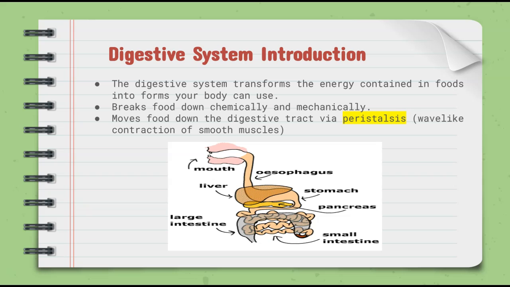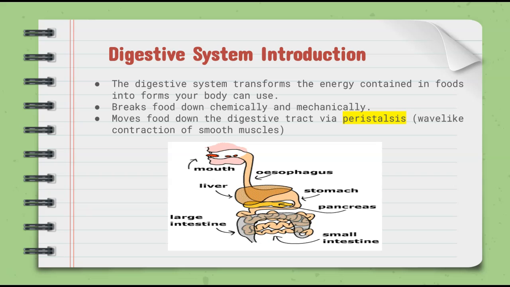What is it? Well, the digestive system takes energy that is contained in food and transforms it into a form of energy that our bodies can use. When we eat our food, it's not like we're just instantly transforming that food directly into energy. It goes through a process, and the digestive system helps take that energy stored in the food and convert it into something that the cells in our body can use.